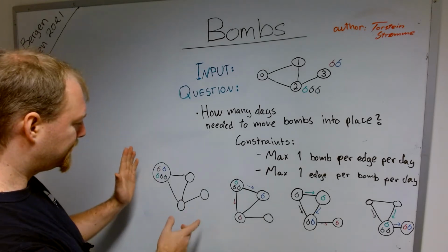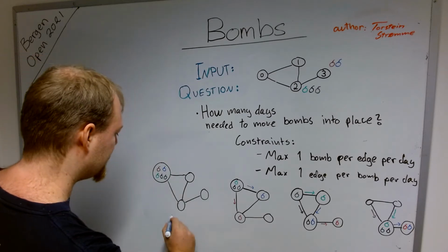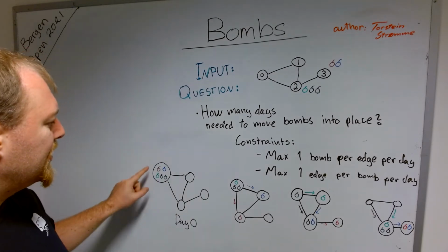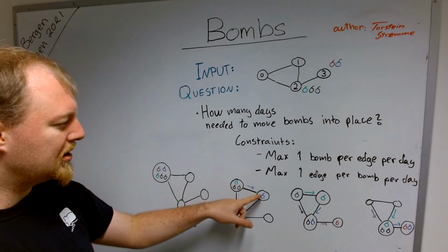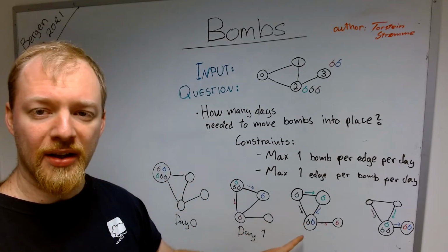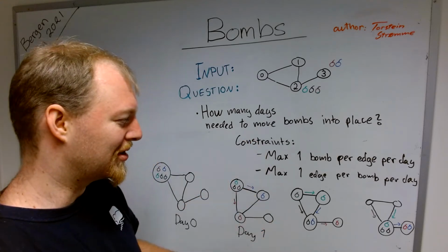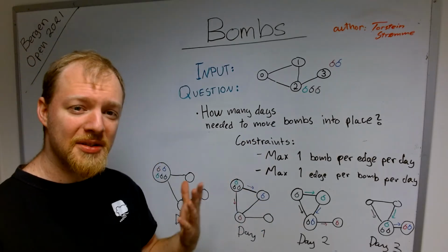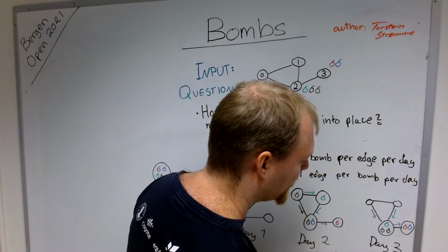So we have the starting configuration on day 0. And then on the first day, what we do is we move the blue bump along this edge and the red bump along this edge. And then on the next day, there is lots of movement in the graph, so bumps are moving all over the place. So the answer to this sample input is 3.